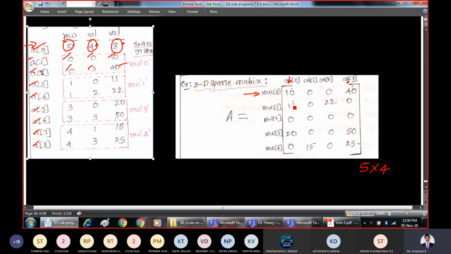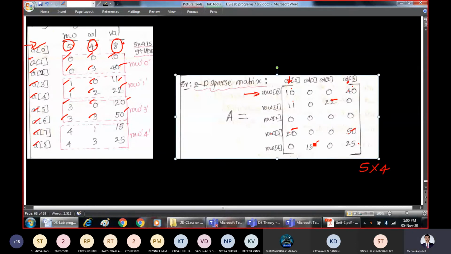Next, what is the next non-zero element? 11. Where is it located? First row and 0th column, element is 11. Next, 22. Where is it located? First row and second column, 22 is present here. Next, 20. Where is it located? Third row and 0th column, we have 20. Next, 50. Where is it located? Third row and third column. At third row and third column, 50 is located.